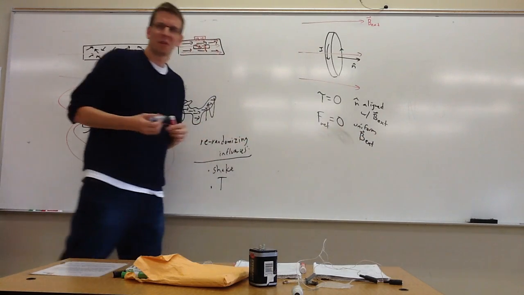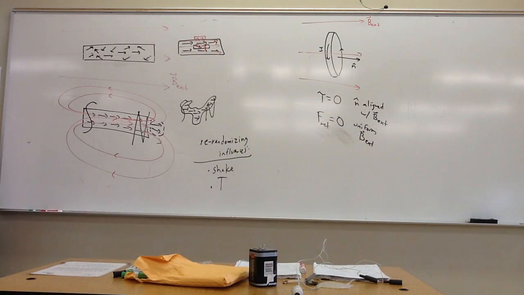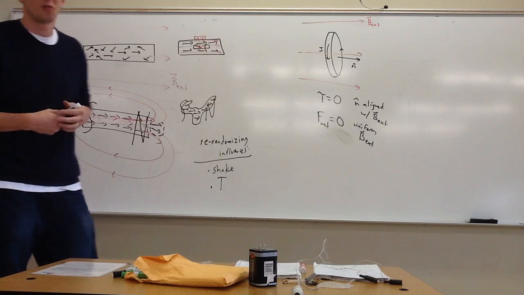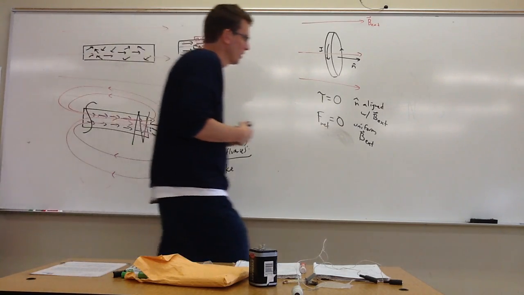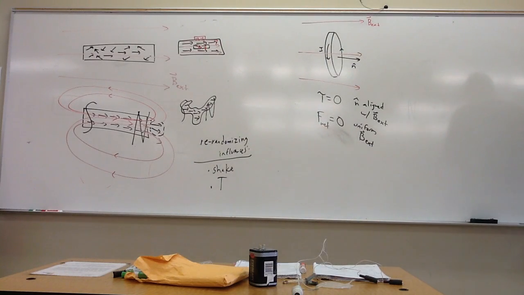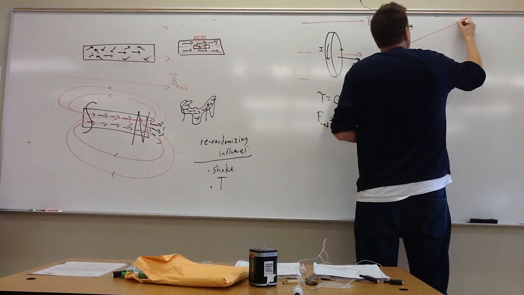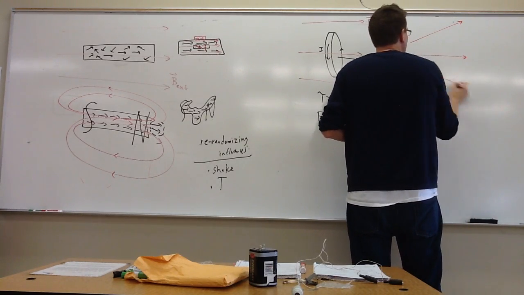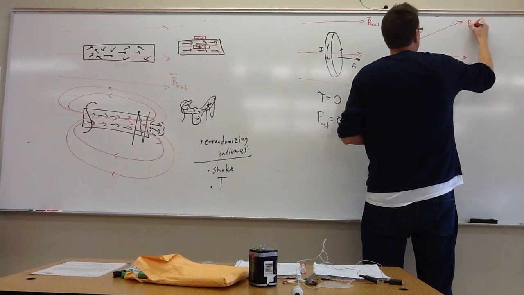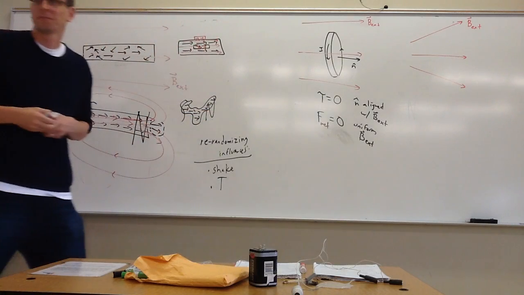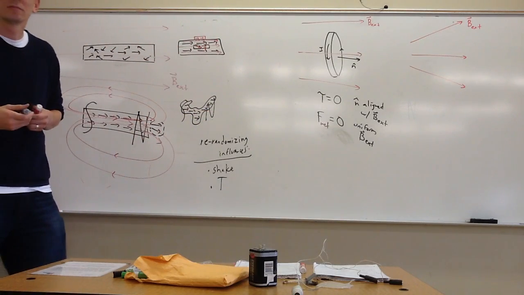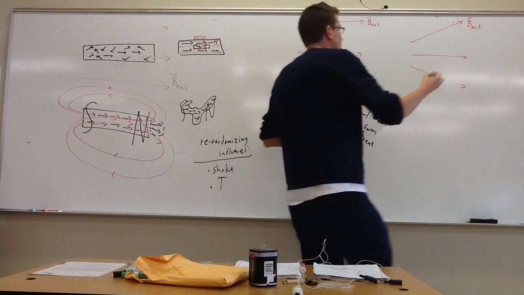That was usually the case for us because we wanted to focus on the torque aspect. We didn't want the loop to be picked up and taken over there. We just wanted to look at it rotating in place. All right. Well, let's relax that restriction. Let's have the field not be uniform. So this is your external field. And let's put in that current loop over here again.